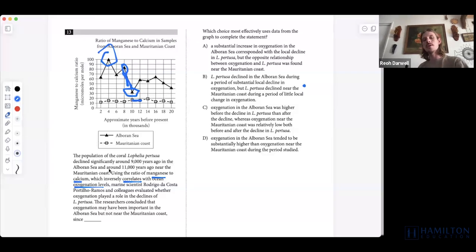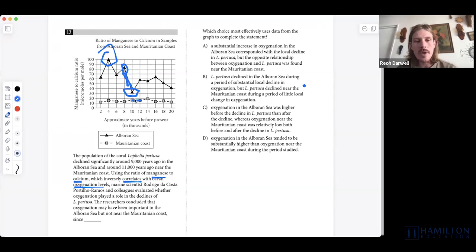So the researchers concluded that oxygenation may have been important in the Alboran Sea, but not near the Meridian coast. All right. So why do they know that? Well, because it had no impact. It can't have had any impact because there was no change in the Meridian coast. It may have an impact in the Alboran Sea. We don't know for sure if it did or not, because correlation does not mean causation, but there is correlation here. But here there isn't even correlation, right? So we need an answer choice that says there's correlation in the Alboran Sea, but not in the Meridian coast.